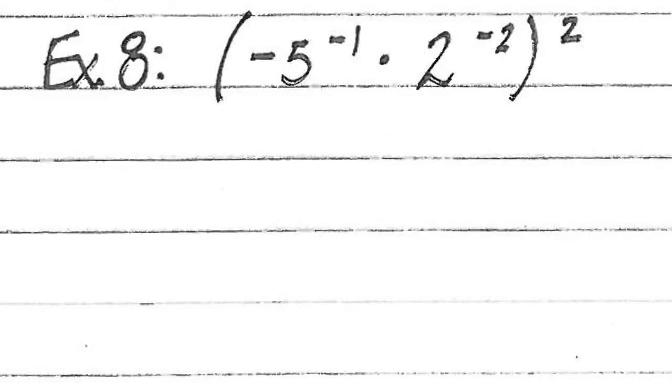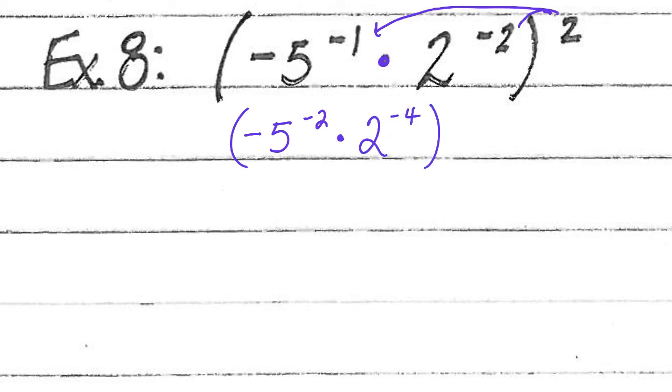And the last one that I'm going to do, I want you guys to see what's happening here. The first thing I probably would do is distribute, because it's being multiplied, I can distribute this too. So I have negative fifth to the negative second times 2 to the negative fourth. Whew. Now what's happening? This negative fifth is moving to the bottom, 1 over negative fifth to the second, and 1 over 2 to the fourth.